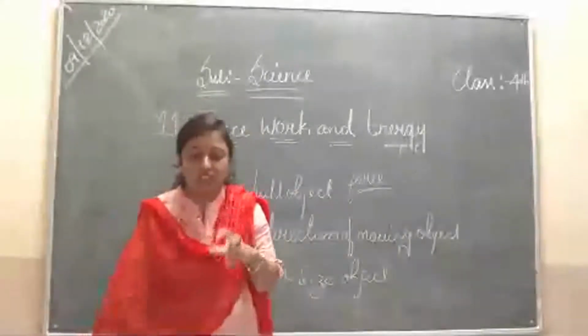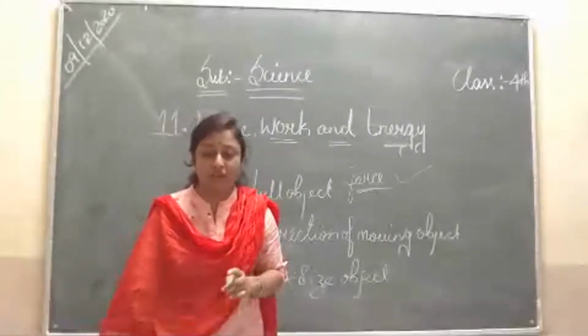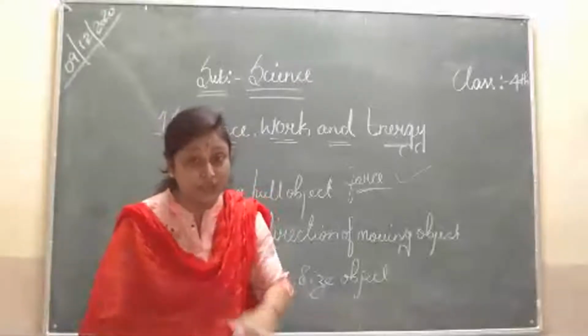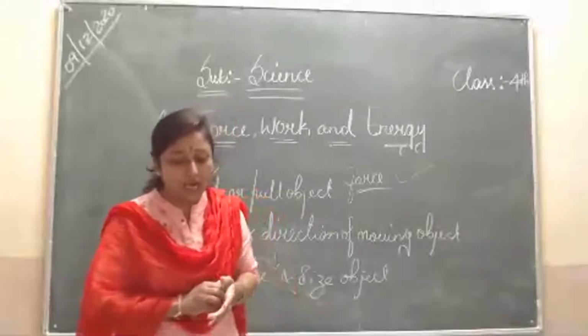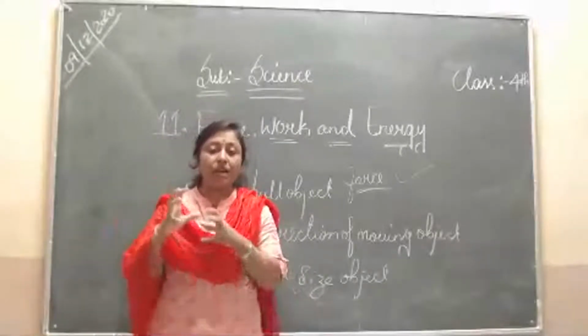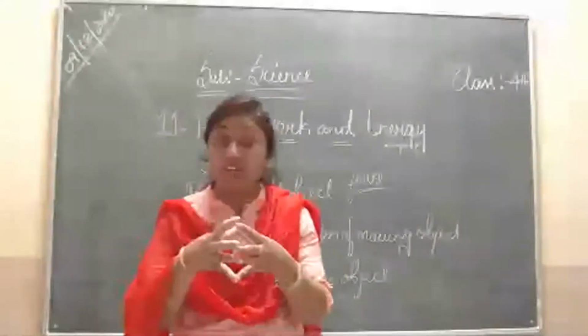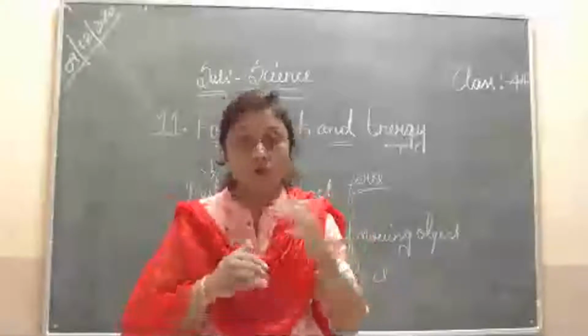The friction will be less if the surfaces are smooth. When a surface is very smooth, there will be less friction. If the surfaces are rough, the friction will be more. When there is a smooth surface, what happens? There will be a lower level of friction. When there is a rough surface, there will be more friction.